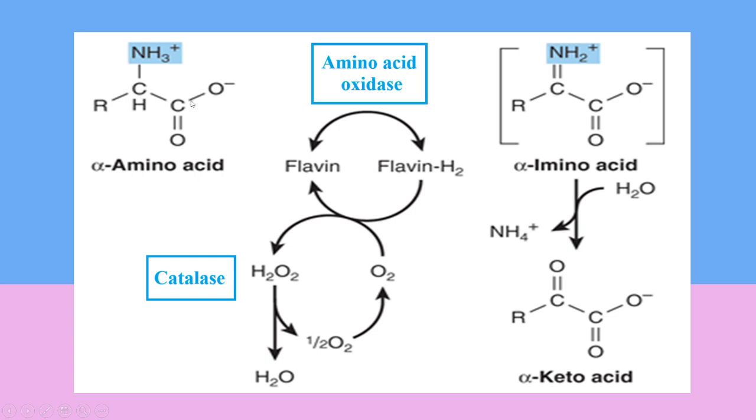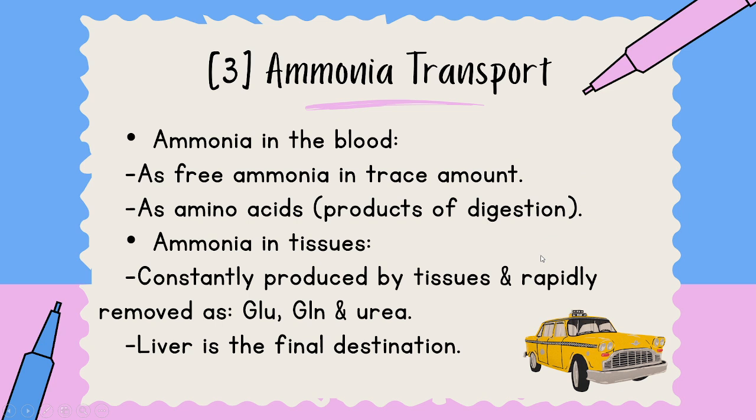So this is an amino acid that is going to undergo deamination by amino acid oxidase. It uses flavin, FAD, as a receptor of hydrogen, and this forms hydrogen peroxide, which can be detoxified, of course, by catalase into water. There is formation of an intermediary metabolite, that is alpha imino acid, which spontaneously decomposes or is converted to alpha keto acid with the release of free ammonia.